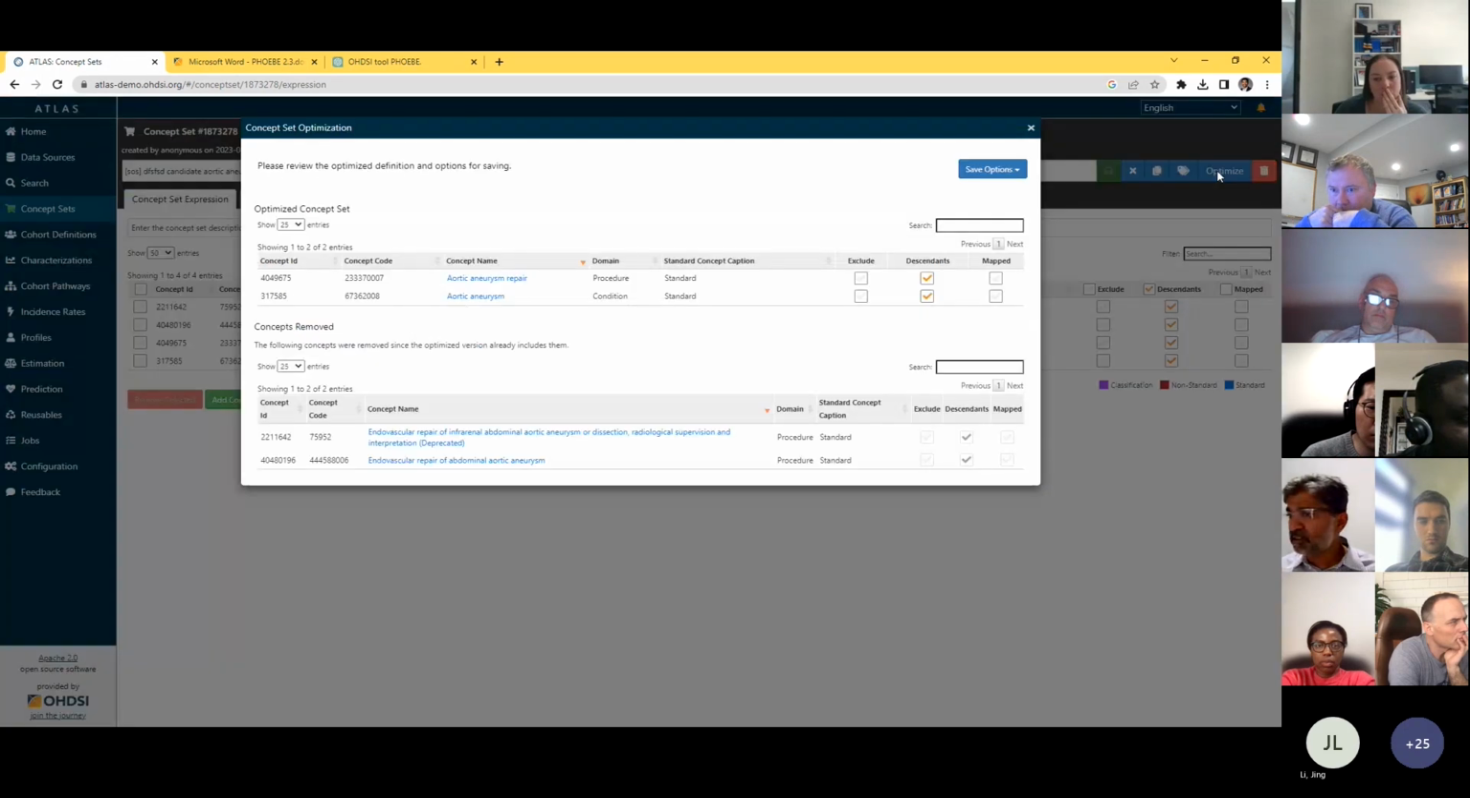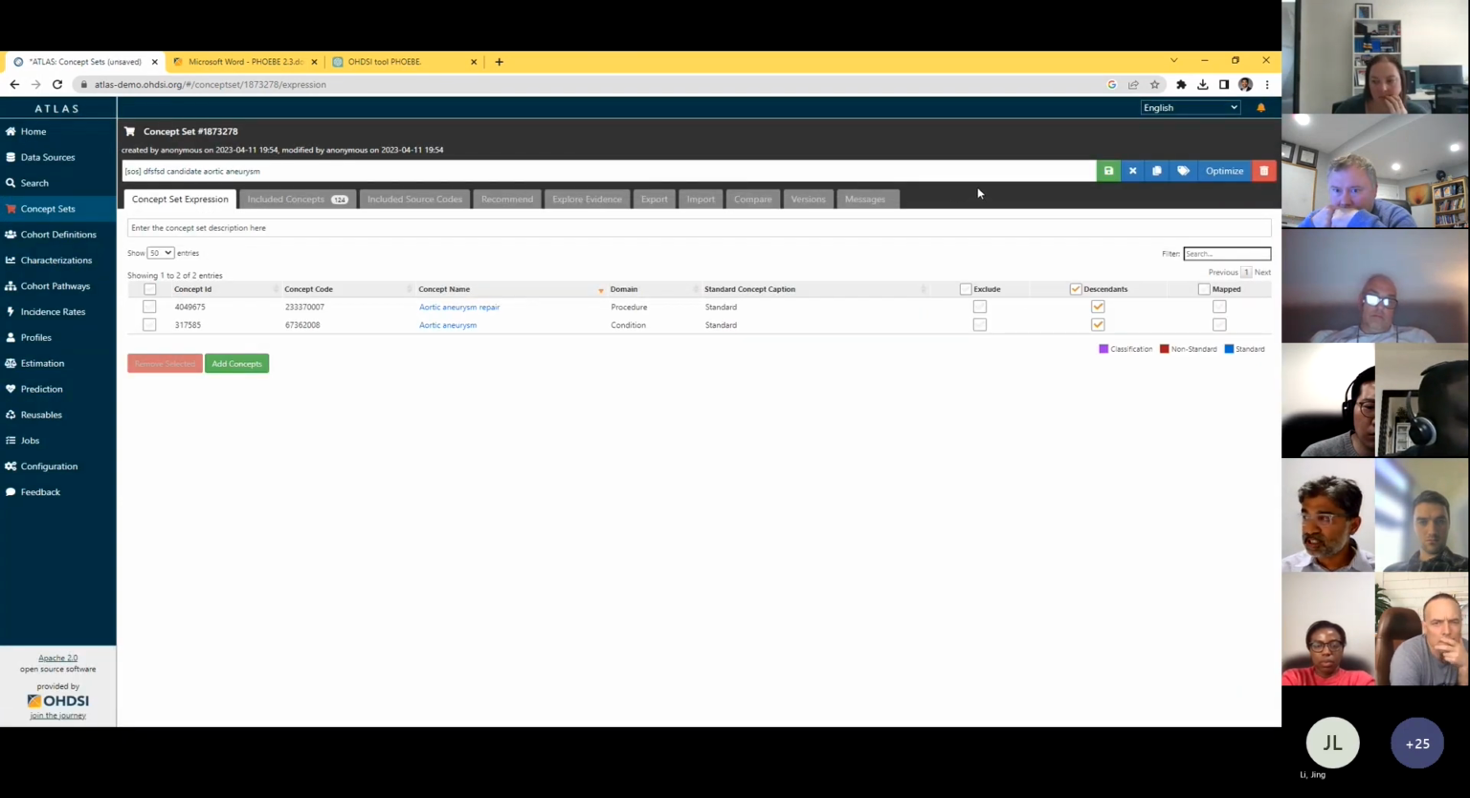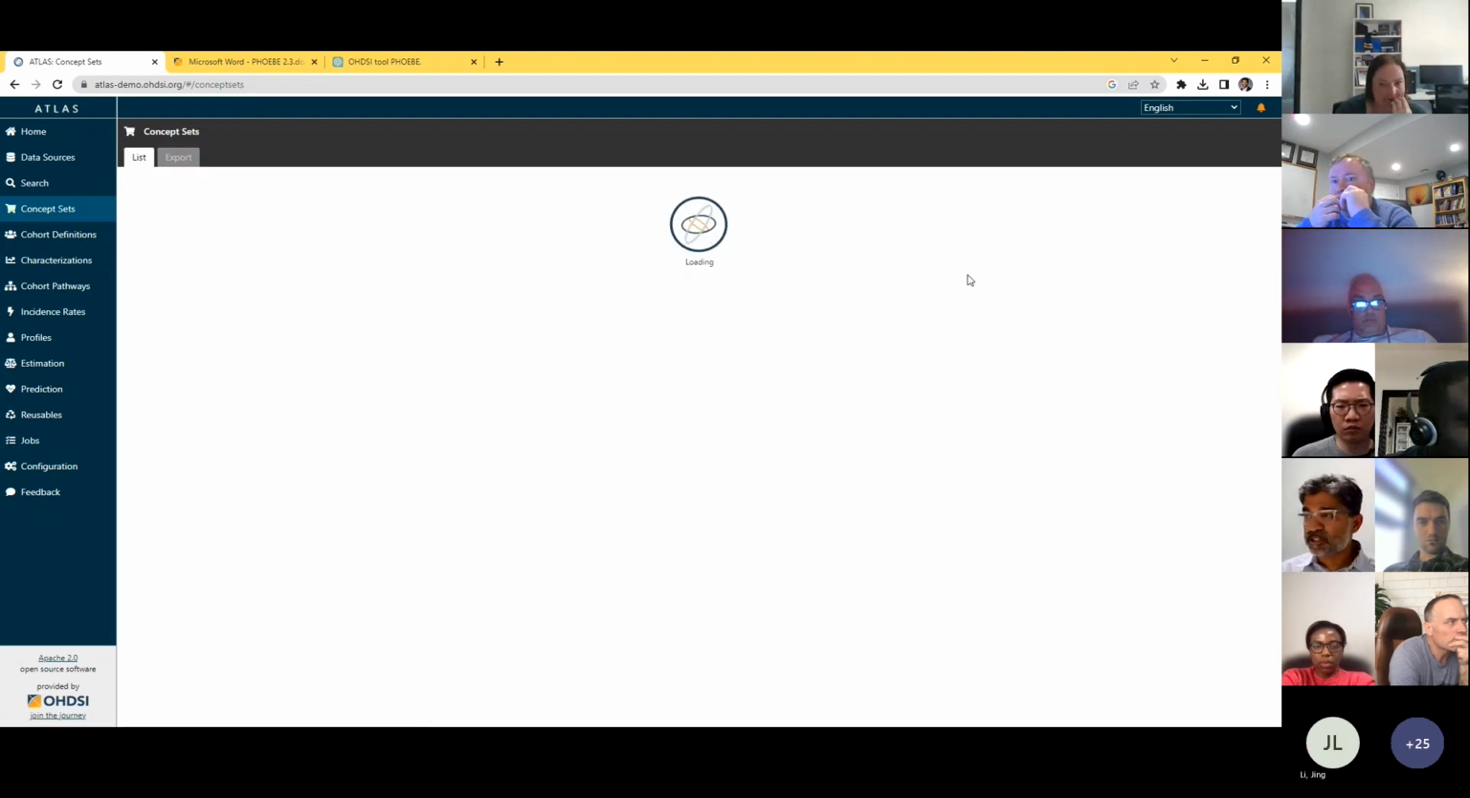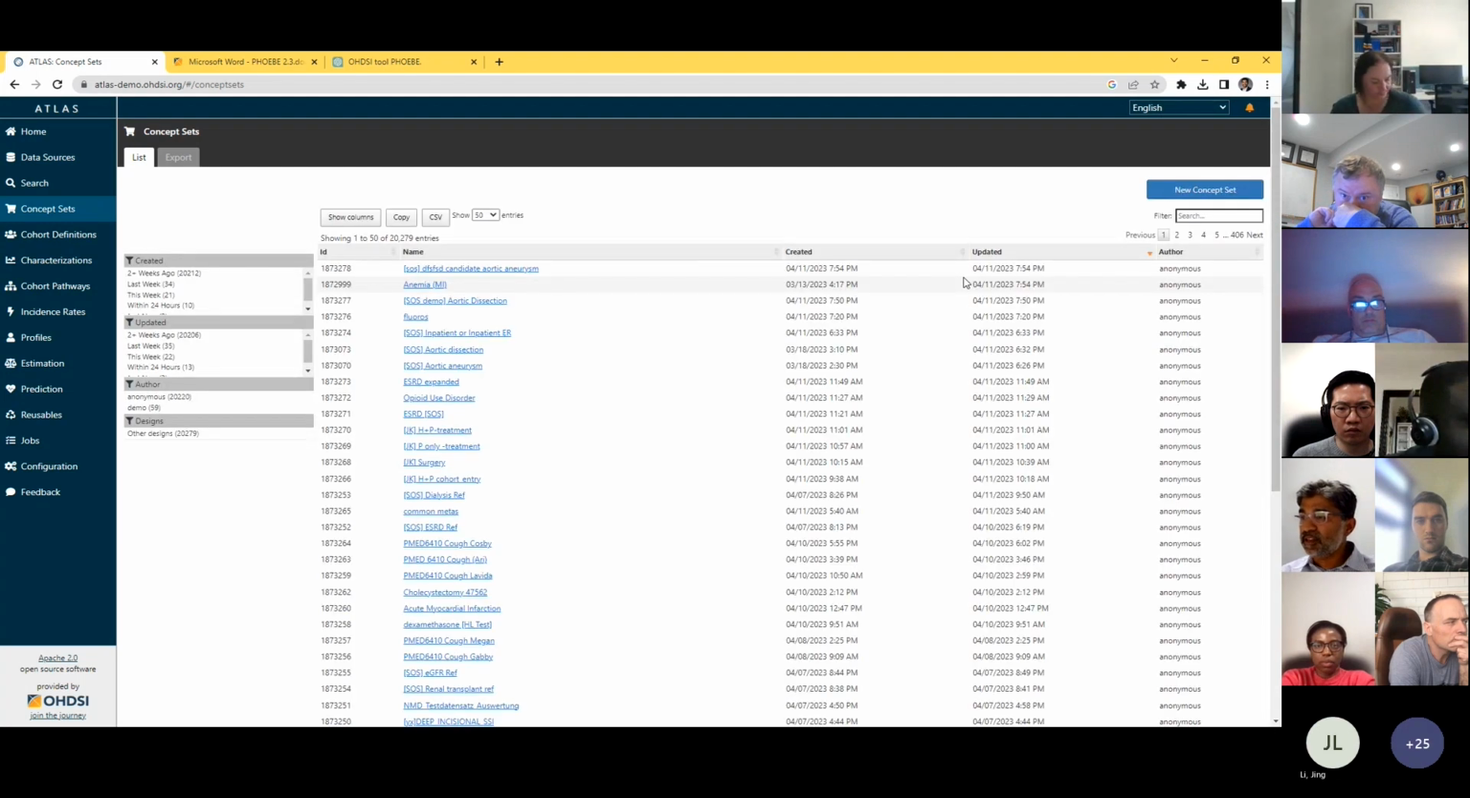Now, always try to optimize, and optimization usually reduces the number of concepts. Since we have previously done this, this is not the final concept set expression. The final concept set expression that was iterated on by others in this effort is shown here. There is an SOS aortic dissection and SOS aortic aneurysm that was chosen by others who worked on it before me.